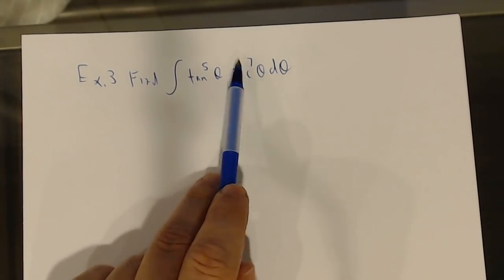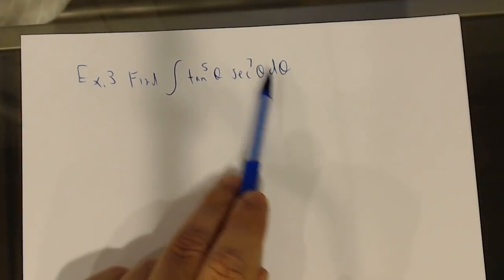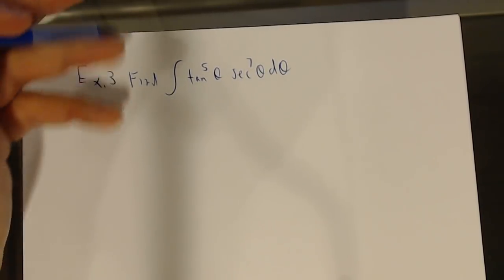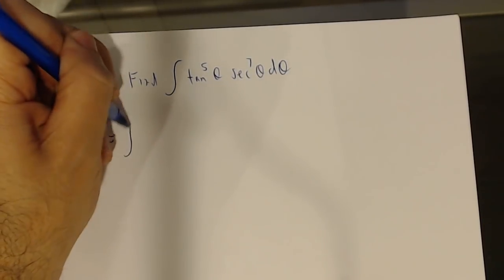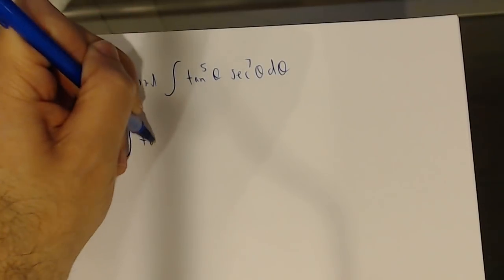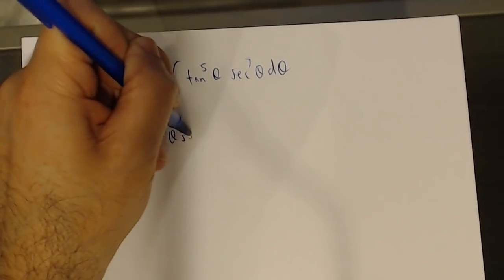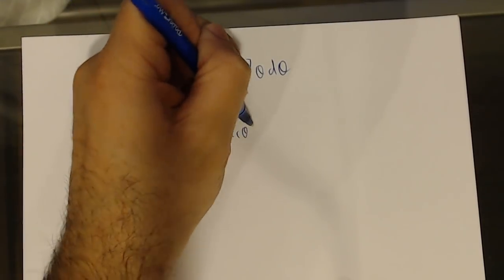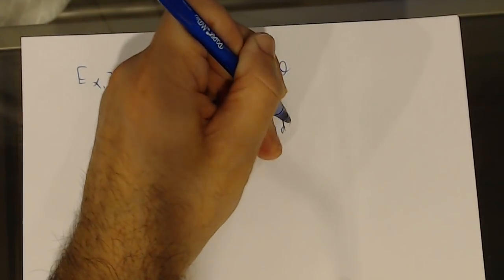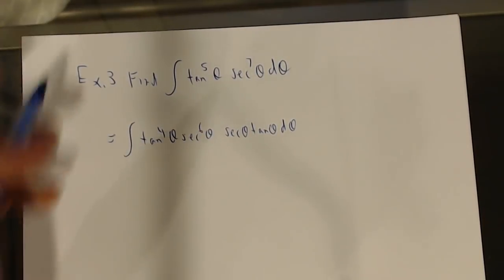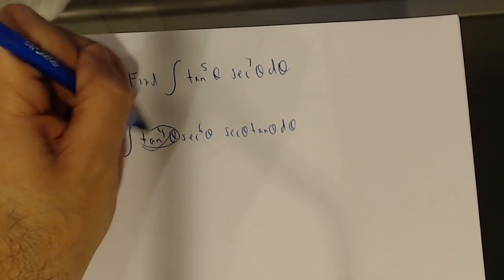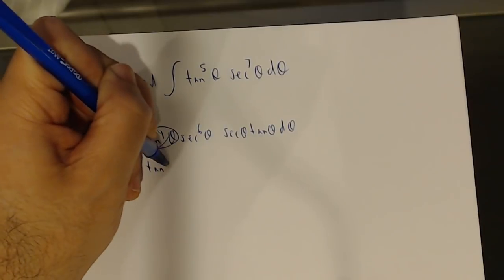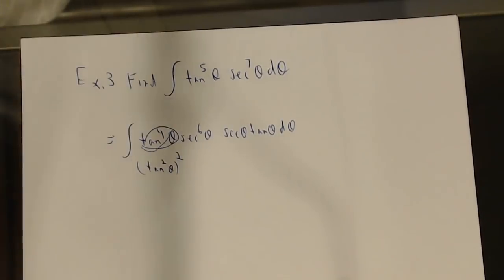If it was even, you could have done part A of the strategy, but since this is odd, then we know that we want to factor out a secant and a tangent. So if I do that, this becomes tangent to the fourth theta, secant to the sixth theta, and then we have secant theta tangent theta d theta. And then this tangent to the fourth is equivalent to what? Tangent squared theta quantity squared.